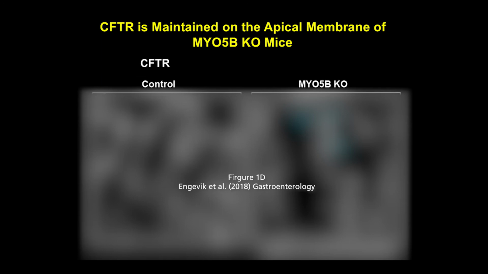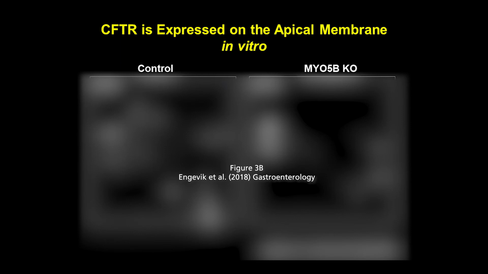So we looked in the organoids from control and myo5B knockout mice. You can see CFTR in the control mice, but you can also see CFTR in the apical membrane of the myo5B knockout mice. And we really wanted to visualize this a little easier, and this is one of those things you can do in mice but can't do in humans.